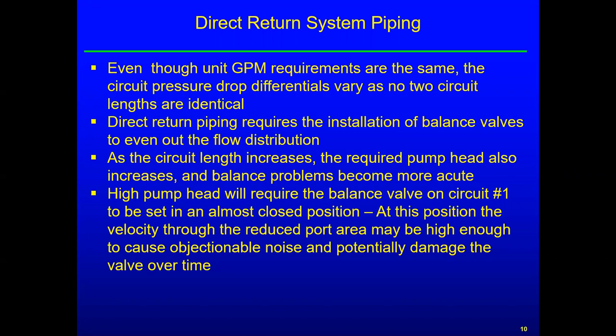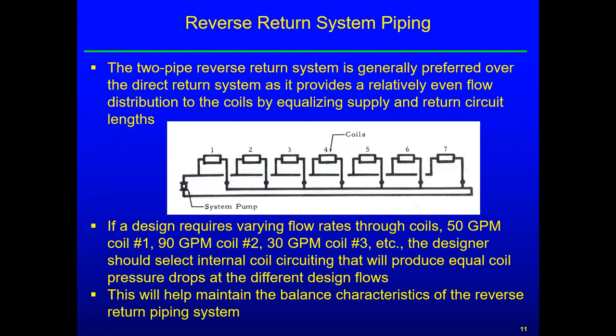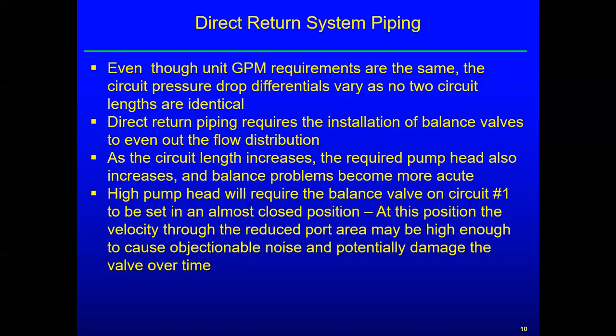Okay, so this slide is discussing direct return piping systems on, say, a hydronic system that has multiple rooms or spaces that are to be conditioned, and each space having its own air handling unit and coil. Let's see, do we have a picture? Yeah, so that gives you some kind of an idea. I'll jump ahead just for a minute so you can see the picture.